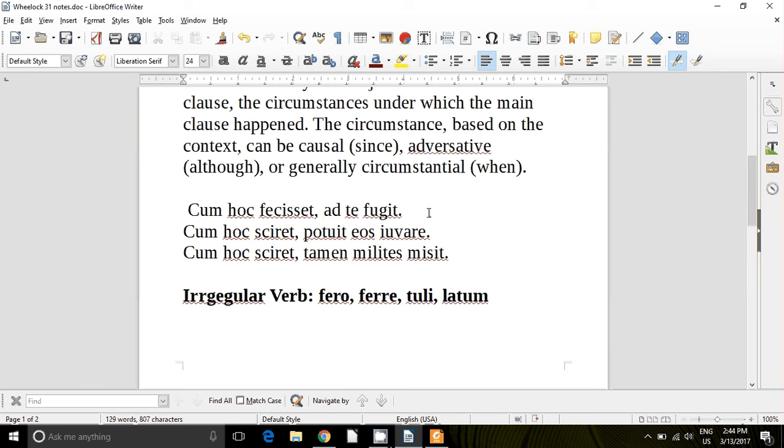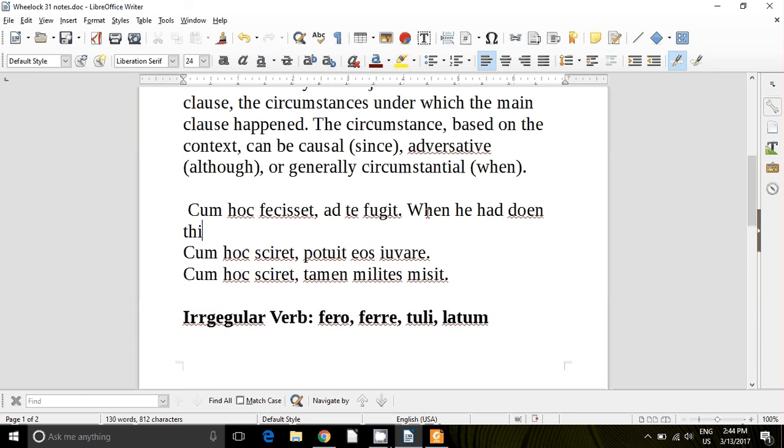So maybe this one is just regular circumstantial. When he had done this, he fled to you. But if there was more context, if the story was talking about how he had done something against you, so, I don't know, he burned down your house. Cum hoc fecisset, although he had done this, he fled to you. So it's really dependent on context.